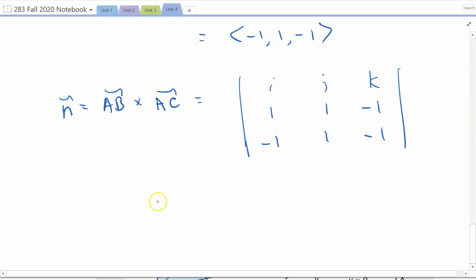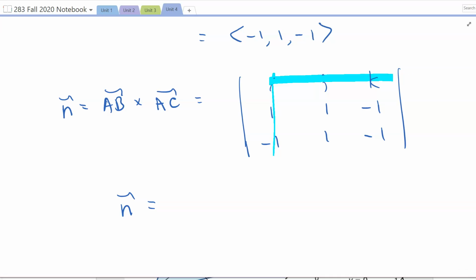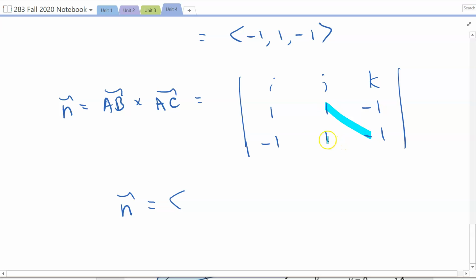Now we can do our cross product as we've done before. Remember, for the first component, we cross off the first column and the first row, and then compute that resulting 2x2 determinant. And what is that going to give us? We're going to be doing negative 1 minus negative 1, which in that case is actually 0. So we're going to get 0 here.